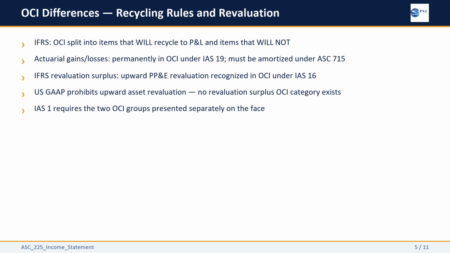The pension actuarial difference is critical. Under IFRS, an entity may elect to recognize actuarial gains and losses permanently in OCI, never recycling them to net income. Under ASC 715, those amounts must eventually be amortized out of OCI into net income. And if a client uses the IFRS revaluation model for PP&E under IAS 16, revaluation gains accumulate in OCI, a category that simply does not exist under US GAAP.